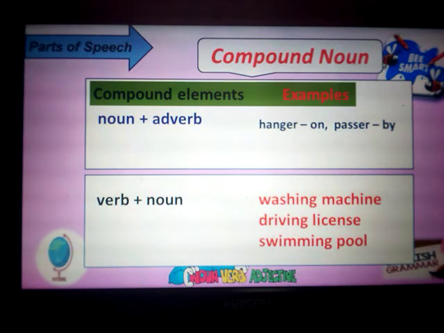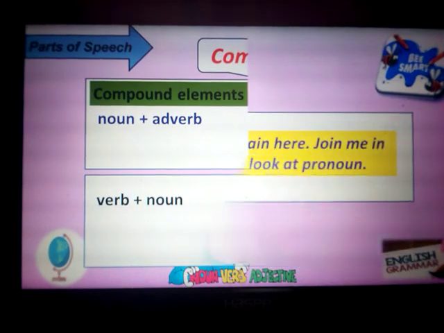Then verb plus noun. That's another combination. Washing machine. Driving license. Swimming pool. So washing, that's a verb. Machine, noun. Driving, that's a verb. License, that's a noun. Swimming, that's a verb. Pool, that's a noun. So that's another combination that you can have.